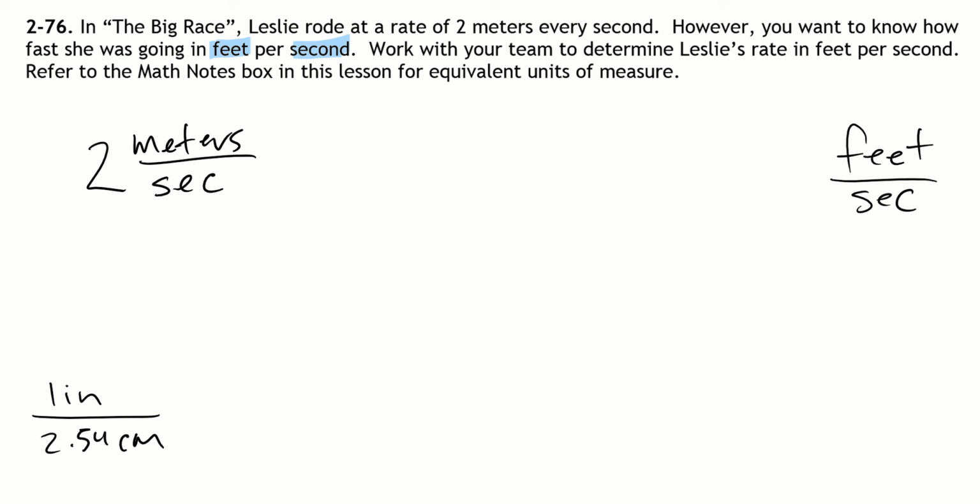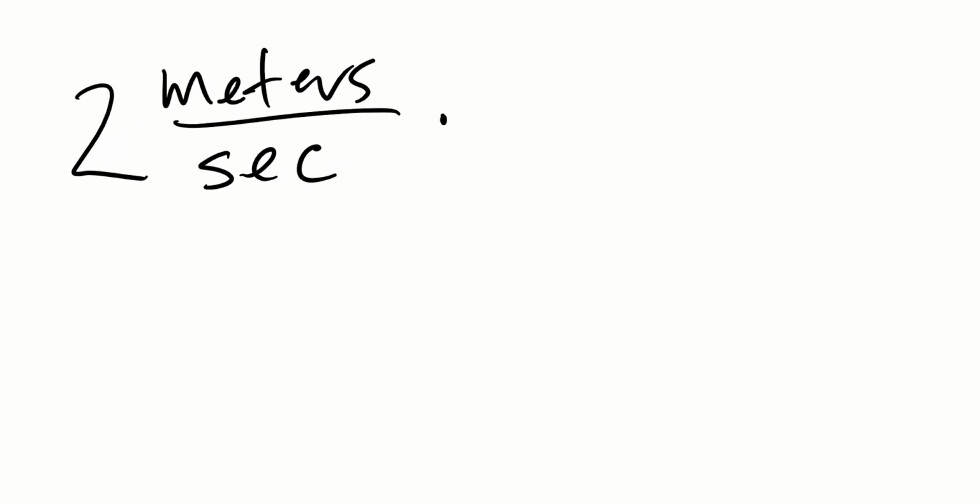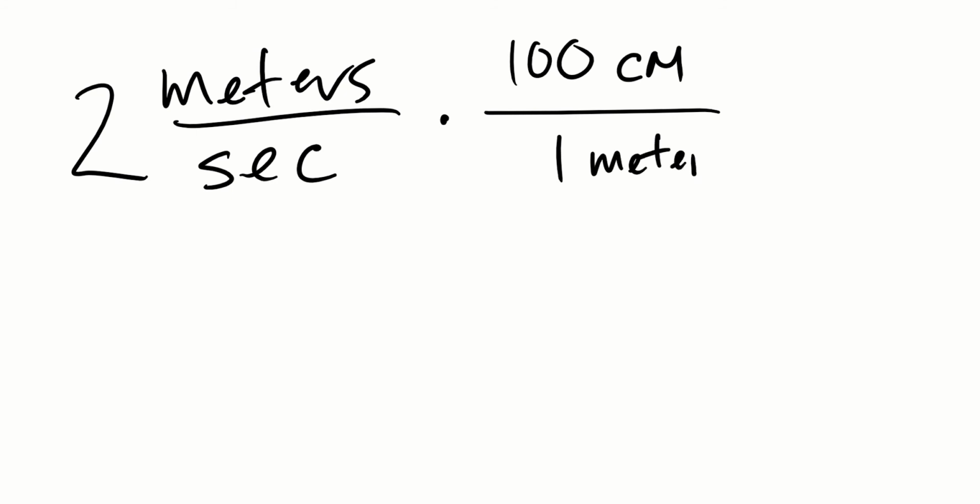So let's start with the meters. I can multiply this by the giant one, the fact that there are exactly 100 centimeters in 1 meter. If you look at what I've written down here, this is equal to one. It's the same distance: 100 centimeters is the same thing as 1 meter. So I've multiplied by one. What's nice is that in my numerator I've got meters, and in my denominator I've got meters. So this now says 2 meters per second is the same thing as 200 centimeters per second. The only units I'm left with right now are centimeters and seconds.